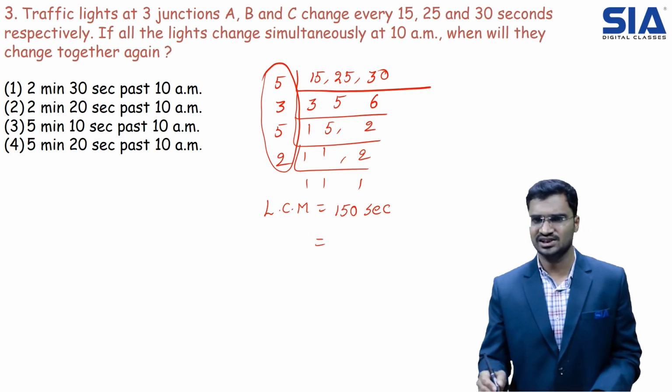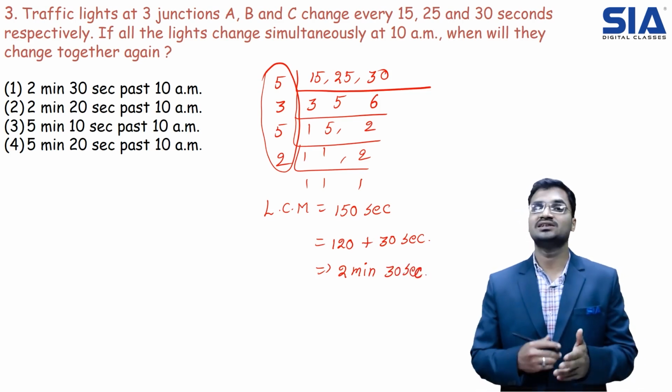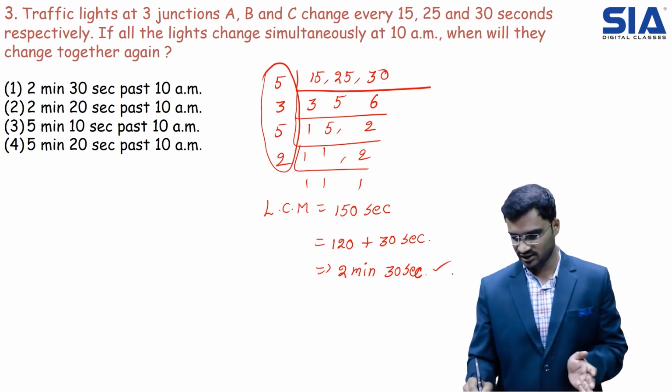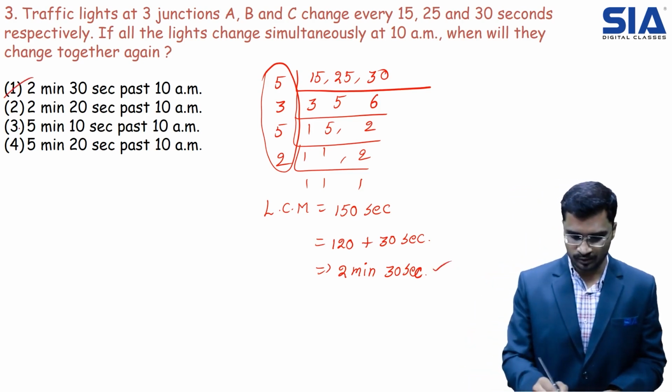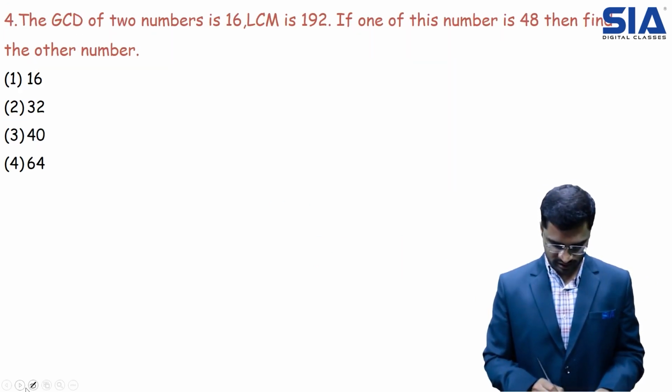So 150 seconds can be written as 120 plus 30 seconds. 120 seconds is nothing but 2 minutes. 30 seconds is 30 seconds. Now the next time they change is after 2 minutes 30 seconds past 10 am. So our answer is option A. Now coming to the next question.